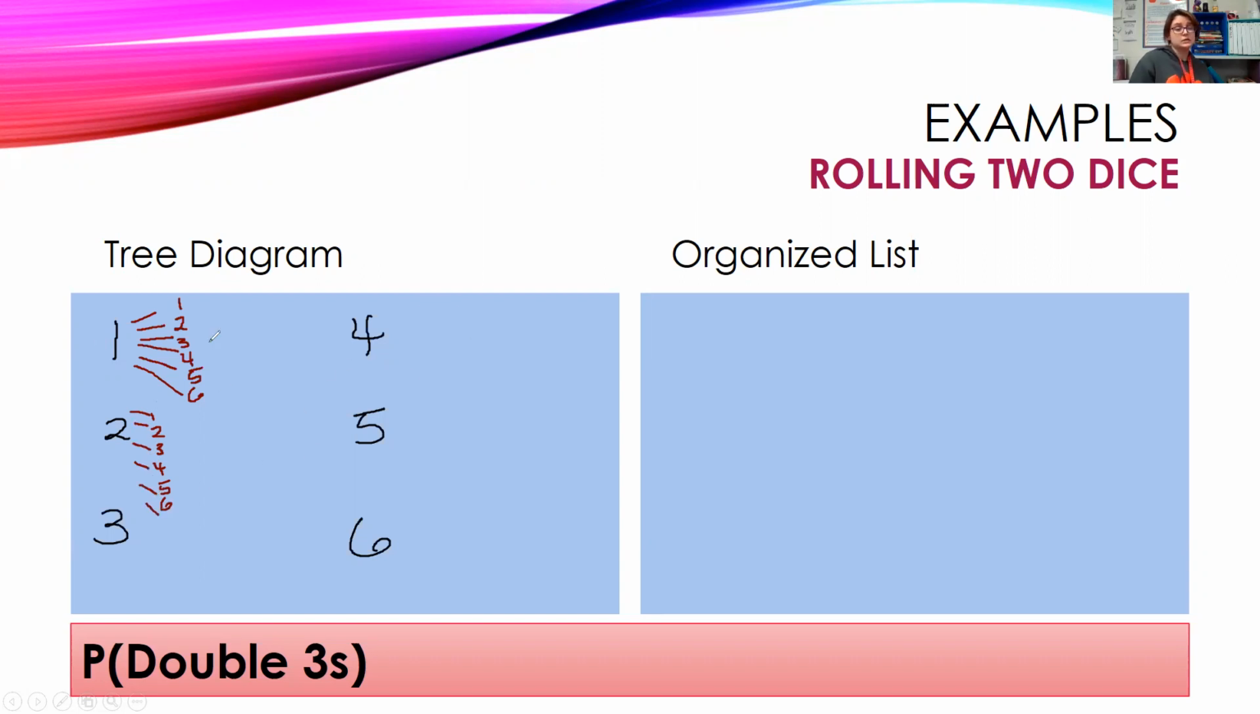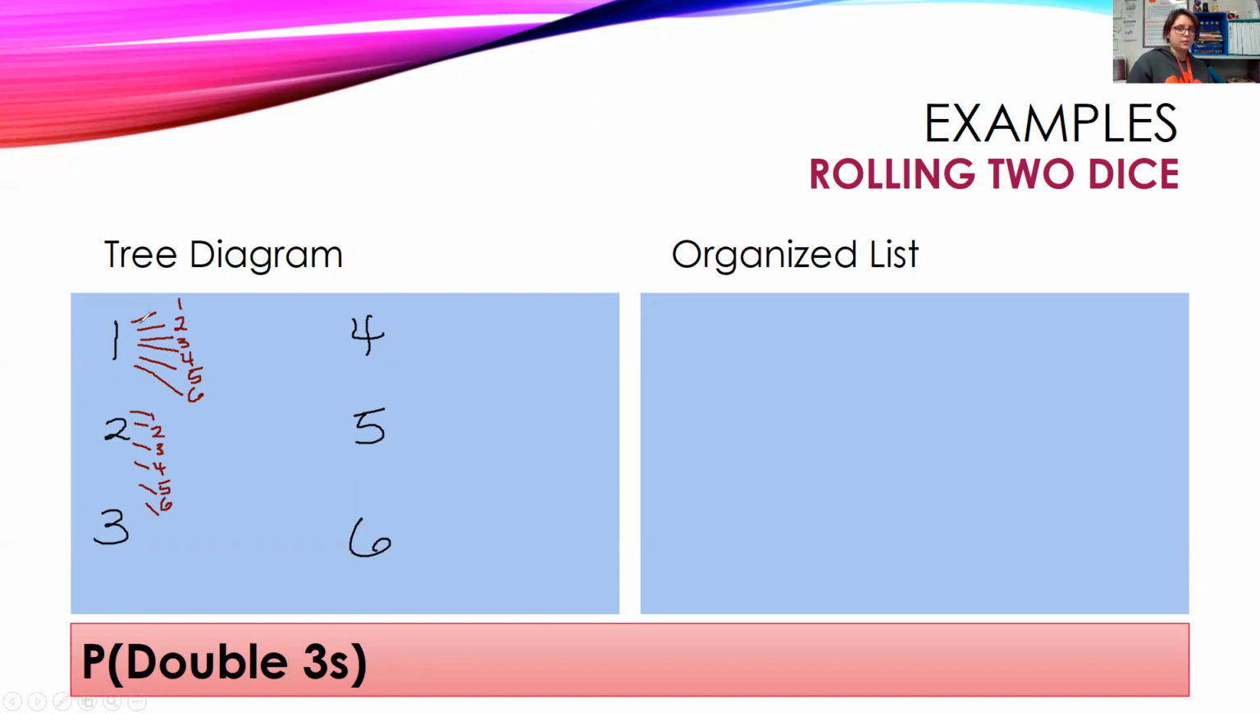And due to organization in space, I'm not going to put all of these down. It's going to get very messy. And as you can see, I'm already overlapping my space from my 2 tree into my 3 tree. So I'm going to skip to my organized list.